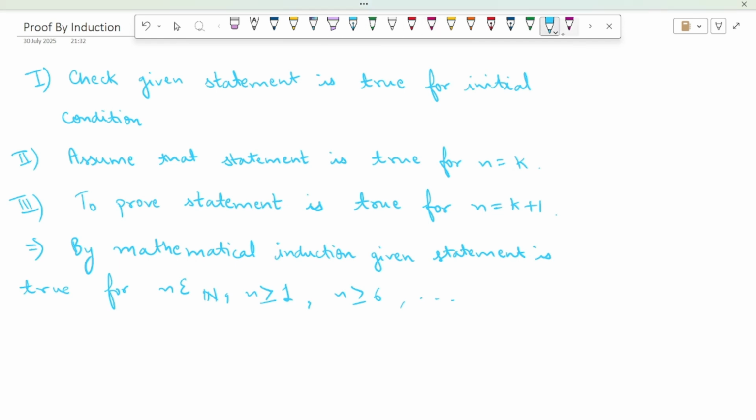Hi, how are you? Let's see proof by induction, or the proof by mathematical induction. So, what's the logic behind this? We will check the given statement for the initial condition.